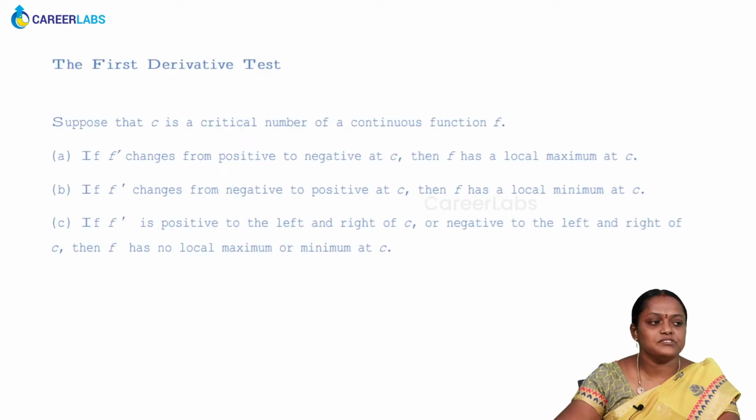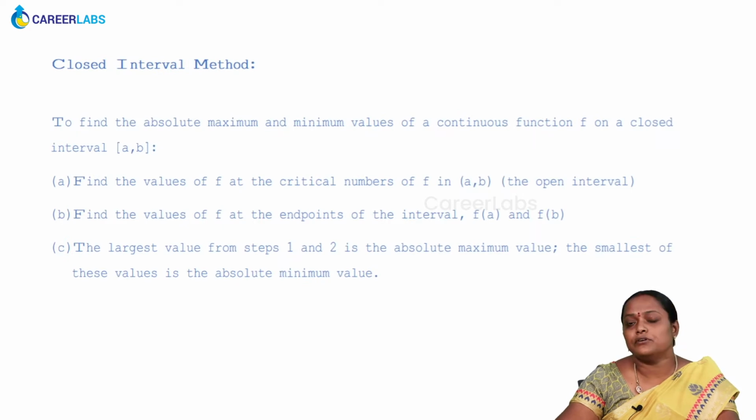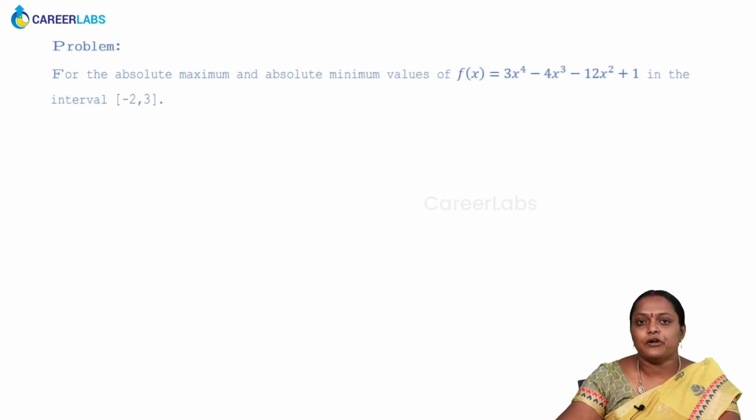So, here is the first derivative test, and next is the definition of the second derivative test. The first derivative test we will be using for finding whether the function is increasing or decreasing, or whether a local maximum or local minimum exists. And the second derivative test is for finding the concavity. Okay. So, these are the basic tests we have, and the closed interval method is used for finding the absolute maximum and absolute minimum. So, let us start with the problem here.